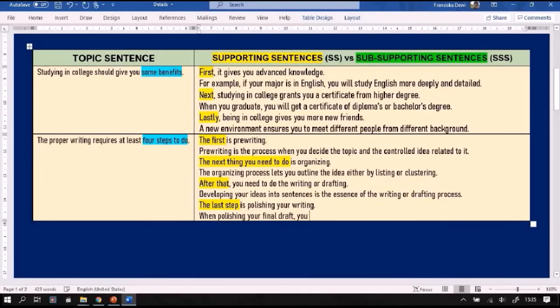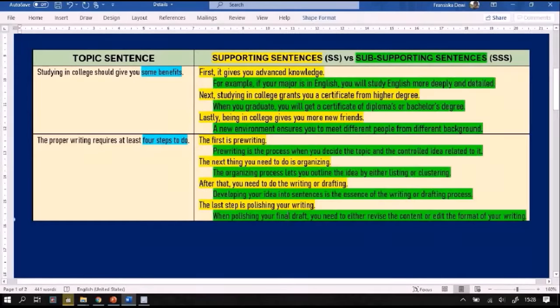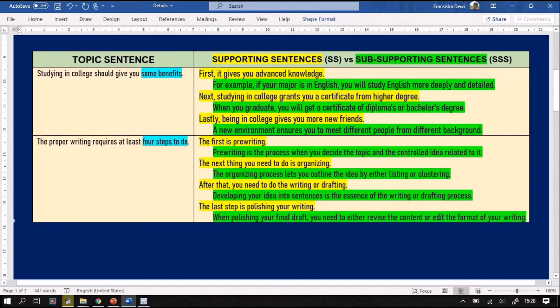Okay, this is the last sub-supporting sentence. Now you can see the difference. The yellow highlights are the supporting sentences, while the green highlights are the sub-supporting sentences. So the sub-supporting sentences here indirectly support the topic sentence.